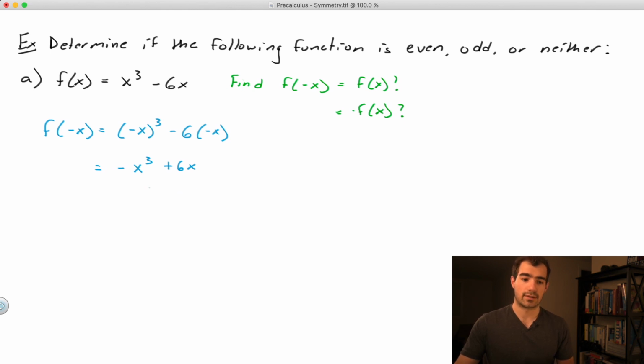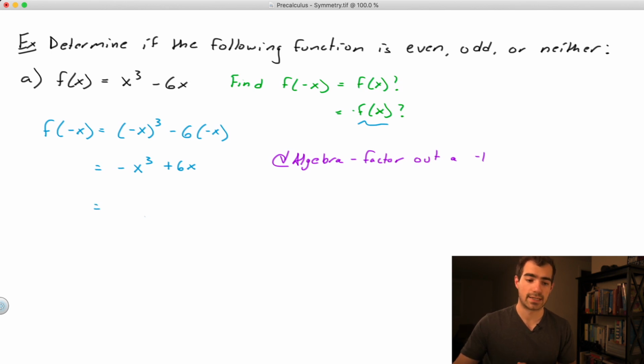Now you might be saying, well, that doesn't look exactly like what we started with, and that's true. But there is something a little bit clever that we can do here that's going to allow us to get this to match either negative f of x or f of x, and that's to factor out a negative sign. So if you think back to your algebra class, you might have worked a lot with factoring. We're going to utilize some of those tools here to help get this expression to match up with either f of x or negative f of x. And so we'll factor out a negative 1.